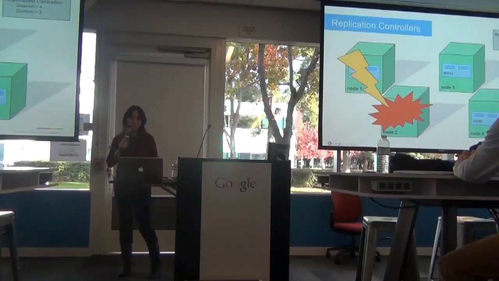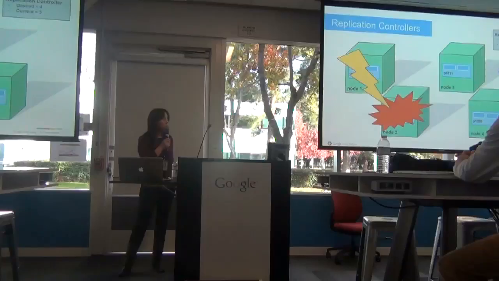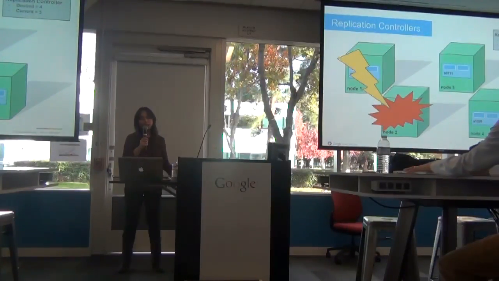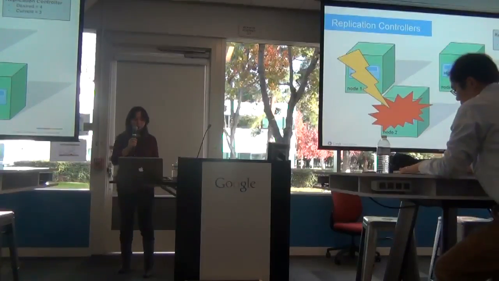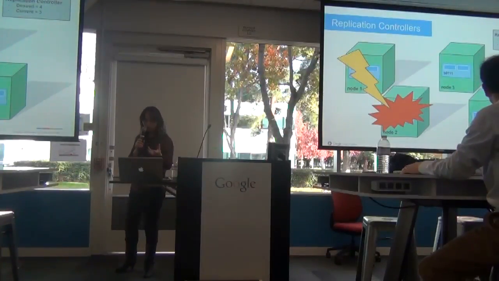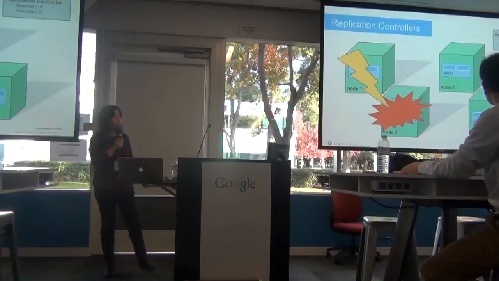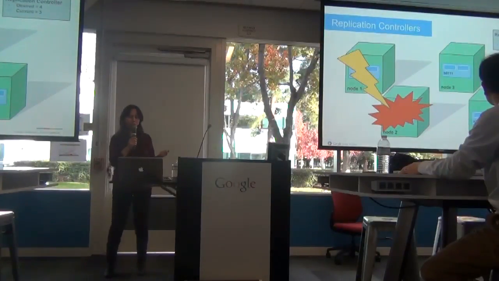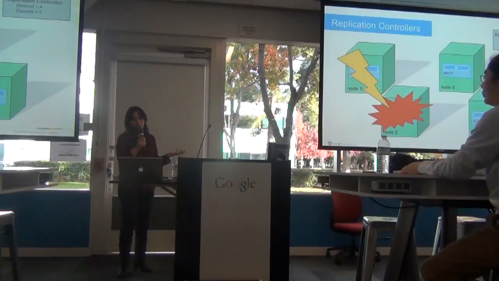So something bad happens, and one of the nodes has trouble, like a network partition, whatever the reason, so I cannot reach my node 2. So now, when the replication controller tries to query the system, it finds the current state: my replica number is only 3. So what should we do?